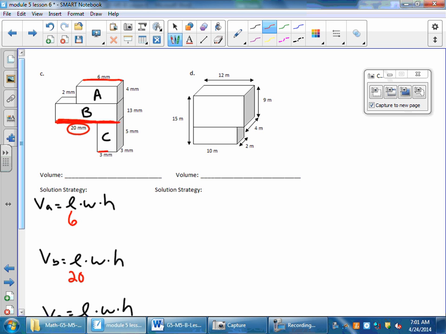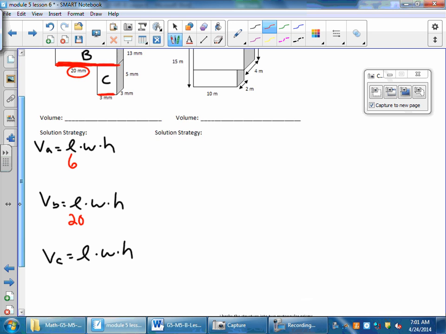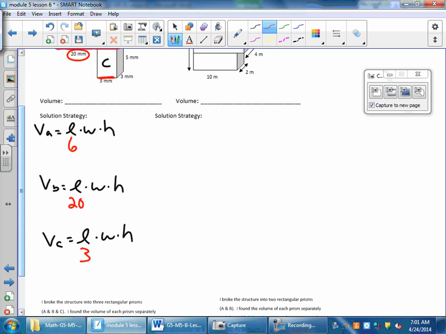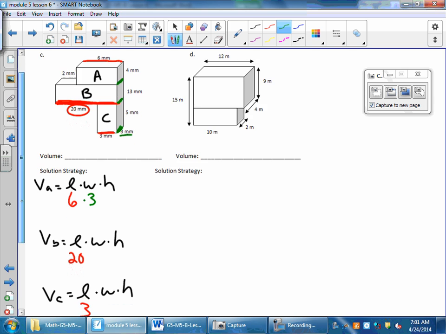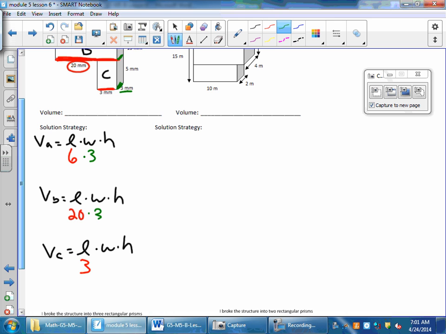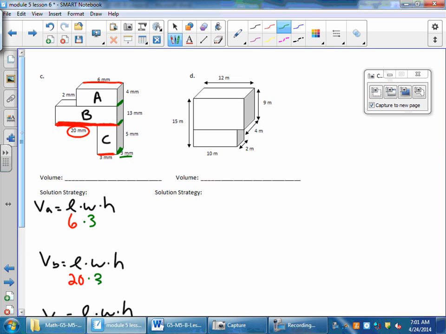The length of C is clear, 3 millimeters. Okay, now I'm going to go to the width of each structure. The width of each structure looks to be the same. A, B, and C all have the same width. I don't see the width in A and B, but C is clear at 3 millimeters. And it looks like they're all the exact same, so I have 3 millimeters as my width.